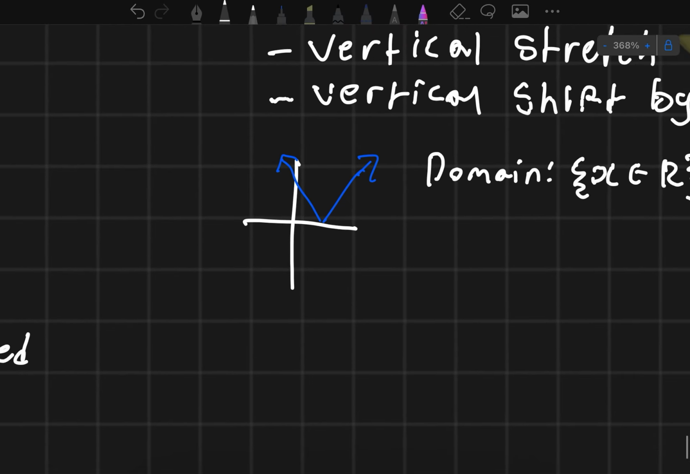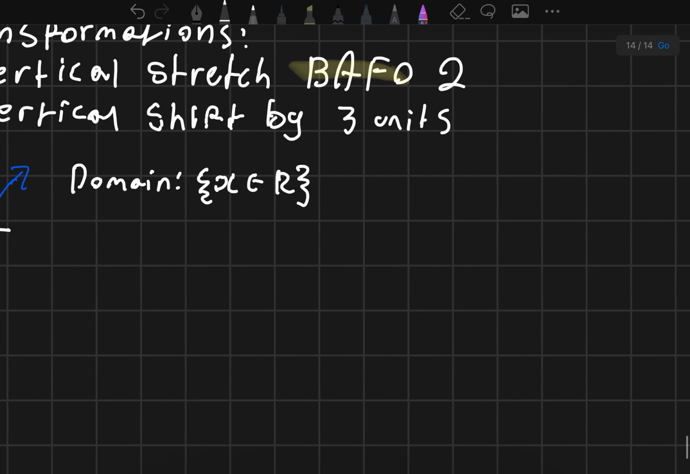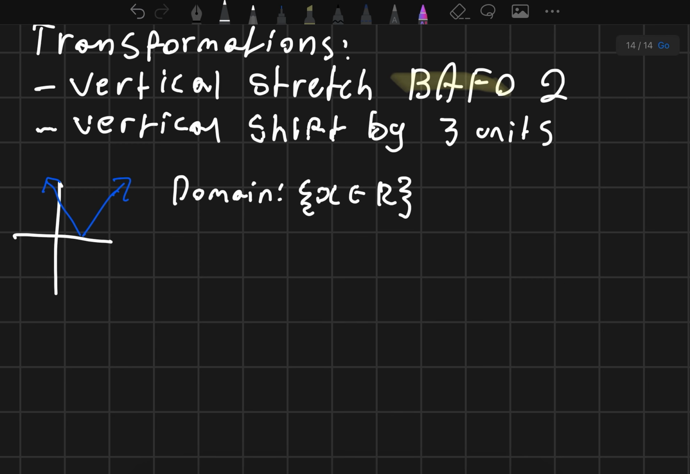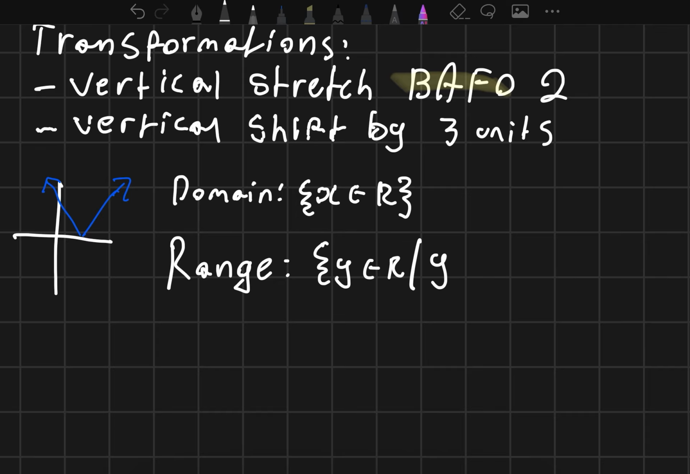And now for the range. So the vertical stretch affects the y value, but all that does is stretch the graph out, which doesn't change where the y value starts because there is no actual shift. So that means our range will also stay the same. y is an element of R, y is bigger than or equal to 0.